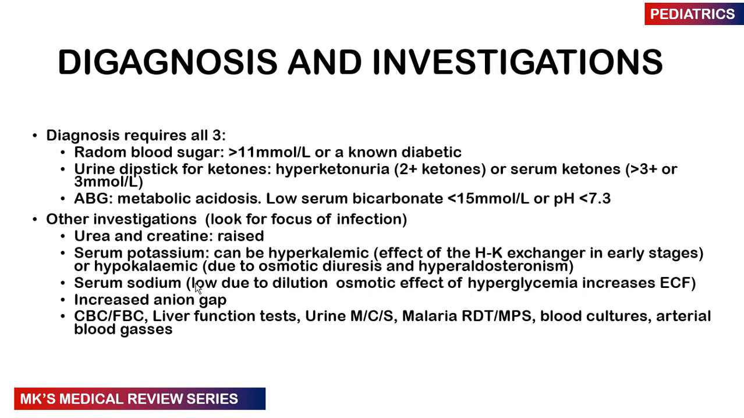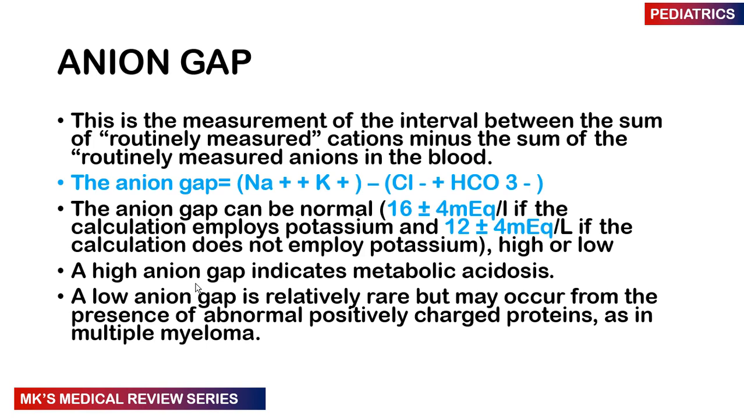Then you may order other investigations that look for certain infections. So a complete blood count, liver function tests, urine microscopy, culture and sensitivity, and RDT for malaria or malaria parasite, blood cultures, and arterial blood gases. Now, what exactly is this anion gap?